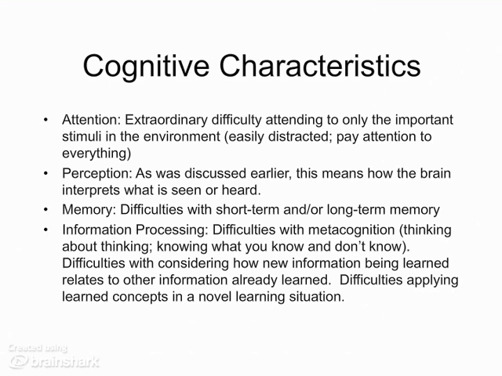Students with LD may have difficulty with information processing. This might result with difficulties with metacognition. This involves thinking about thinking and knowing what you know and what you don't know. They can also have difficulties with considering how new information being learned relates to other information they've already learned, and being able to make those connections to support their learning may be difficult. They might have difficulties applying learned concepts in a novel learning situation, so they might have difficulties with generalization.